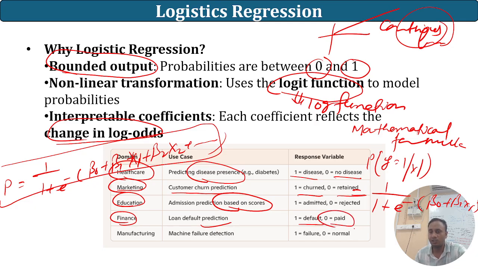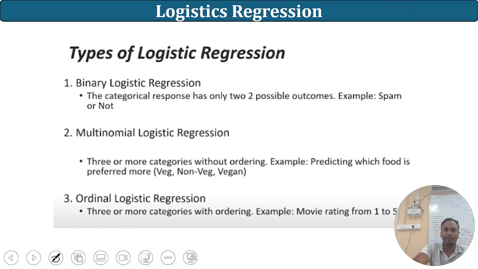They will check your bank statement or the credit score or CIBIL score and all. Then in manufacturing, machine failure detection, one is failure, zero is normal. So that's where we can use it. So it's something we'll do as binary.